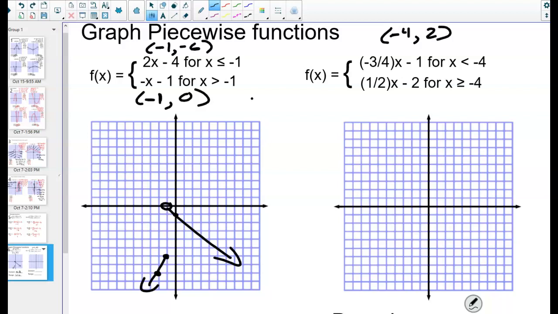If you need a quick review of it, it's this. Negative times a negative is a positive number. 4 divided by 4 is 1. 1 times 3 is 3. And then 3 minus 1 is 2. That's how I'm getting it.